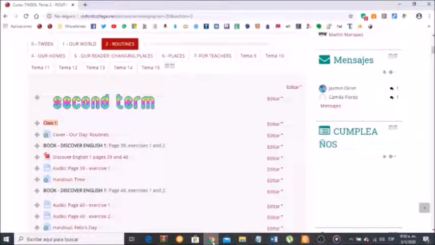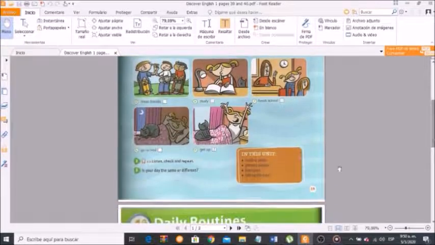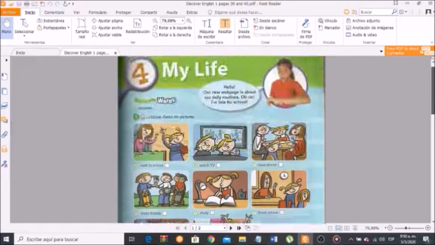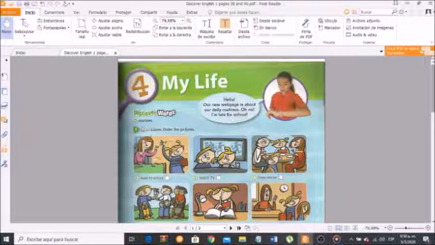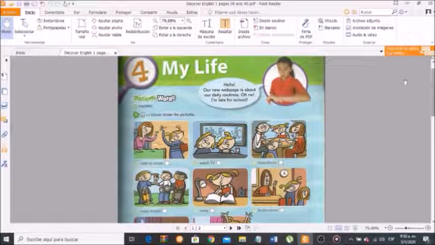Okay, let's start the class working with your books. So, Discover English 1, page 39. So, this is the page, page 39. And we are going to start with a new unit of the book. Unit number 4, which is My Life. And we are going to do exercise 1, which is a listening activity. So, we have to listen and order the pictures.